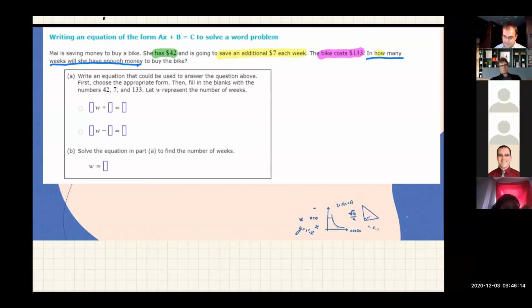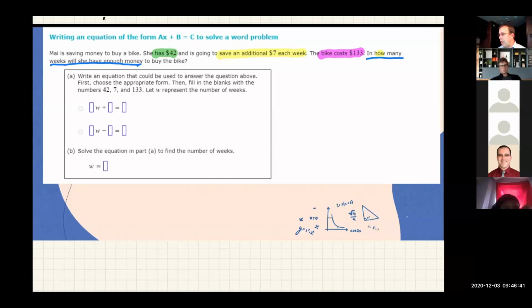a W. She's already got $42. She's going to save an additional $7 each week. If we're thinking about a savings account or the money in her desk drawer, what's going to happen with this $7 each week and the $42? If she's saving more, is that going to increase it, so I need a plus sign, or is that going to decrease it, a minus sign? Which one do I want, a plus or a minus?